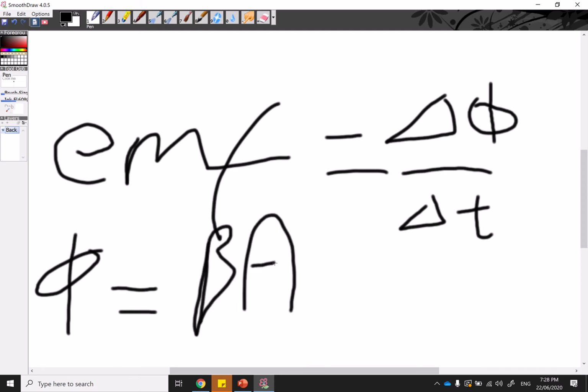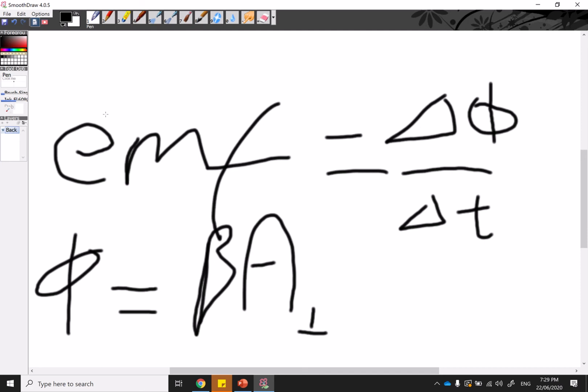Okay, let's start from the very top. EMF stands for electromotive force. This is very tricky because despite being called a force, electromotive force is not a force, it's a voltage. So it's measured in volts and it's caused by a change in flux over a certain amount of time. We already know that the equation for flux is BA. So a change in flux can be caused either by a change in the magnetic field strength or a change in the area perpendicular to the direction of the magnetic field.